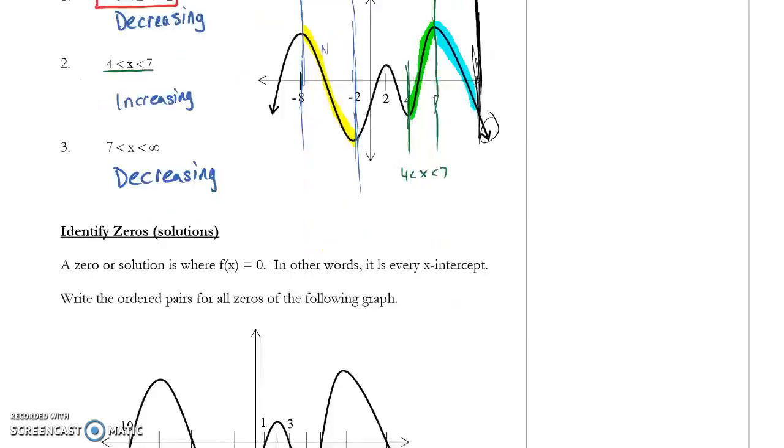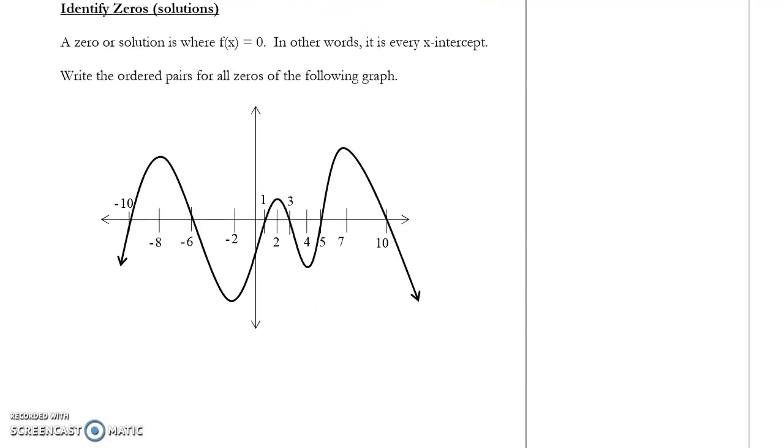The last major thing we want to talk about are identifying zeros. When I'm identifying a zero or a solution, because these are interchangeable terms and we'll spend more time on that in future videos, I'm asking where f of x equals 0 or where y equals 0. In other words, what are the x-intercepts? When I ask you for the zeros, I am asking you for the x-intercepts. All of them. Not one of them, not two of them, every time. I'm asking for this one, that one, that one, that one, that one, and that one. And we are going to always write them as ordered pairs.